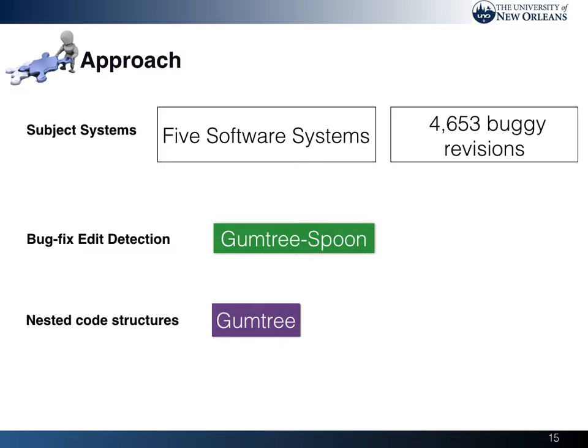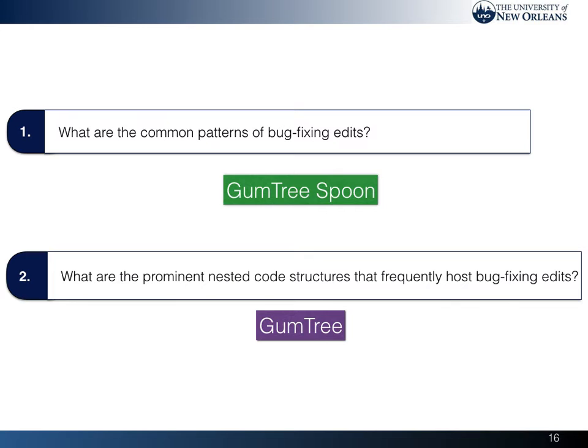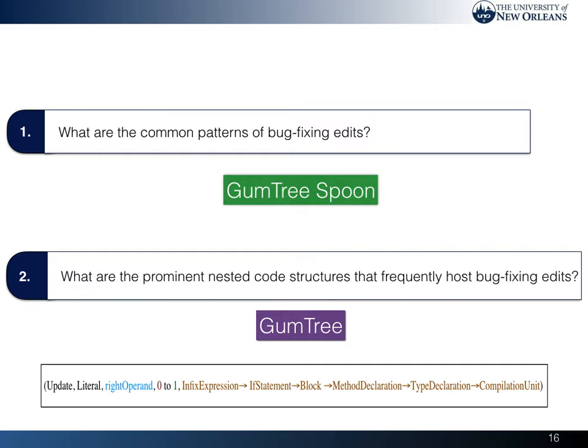To answer the research questions, we select 5 software systems and their 4,653 bug revisions. To detect bug fix edit, we use the tool Gumtree Spoon, and to detect nested code structure, we use the tool Gumtree. That means for the first research question we use Gumtree Spoon, and for the second research question we use Gumtree. Note that both tools output estimated code difference similar to the rectangular box for bug fix changes, which is required for this study. The question of why we used two different tools for two different research questions is explained in our paper.